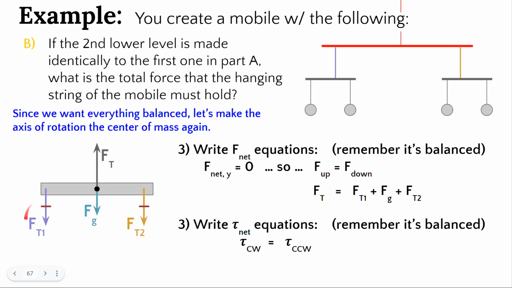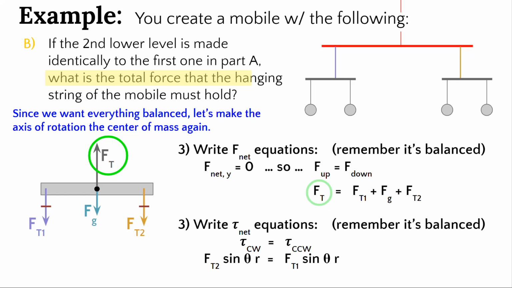So I'm basically setting Ft1 equal to Ft2 because they are causing opposite rotation. Although in this case, they're equal to each other, so they're canceling each other out. So I have Ft2 sine theta r equals Ft1 sine theta r. Again, sine theta, my angle here is 90. You could drop that.